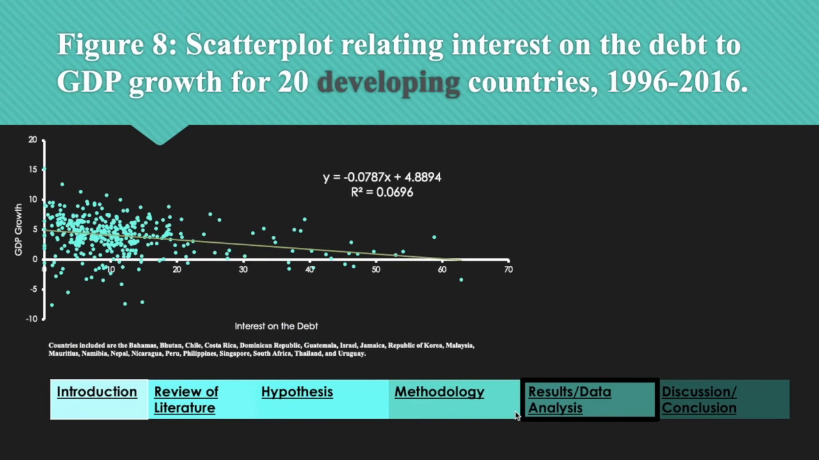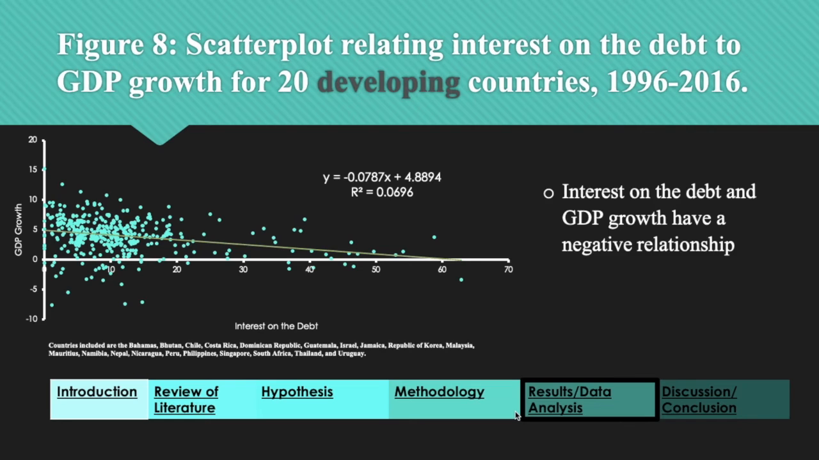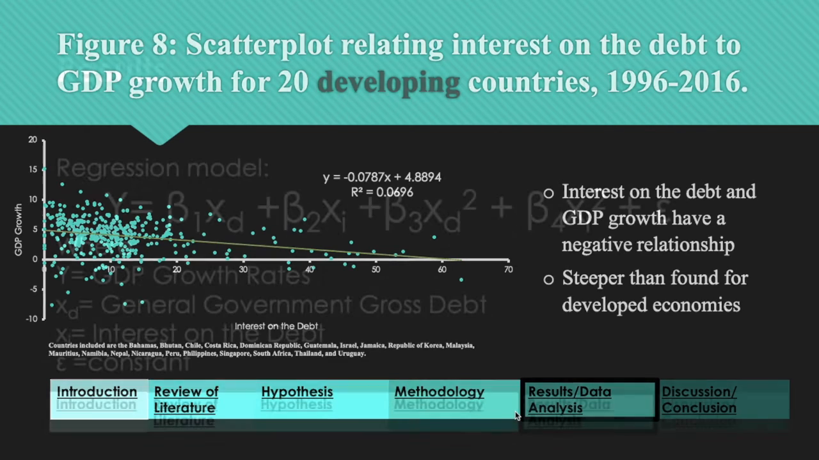Figure 8 is a scatter plot relating interest on debt to GDP growth for 20 developing countries from 1996 to 2016. Interest on the debt and GDP growth have a negative relationship that is steeper than found for developed economies.